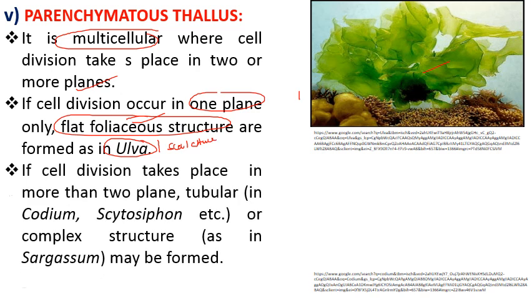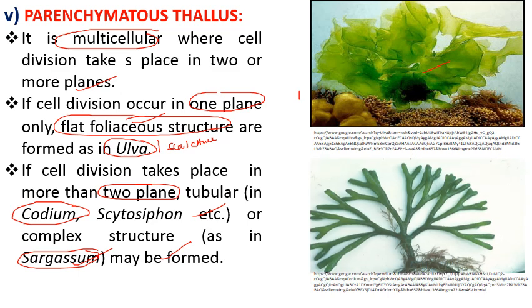If cell division takes place in more than two planes, then that is tubular in case of Scytosiphon. It will form a tube-like structure, as in Colpomenia and Scytosiphon, etc. Or it may be a complex structure as in Sargassum that may be formed. Sargassum is a brown algae.